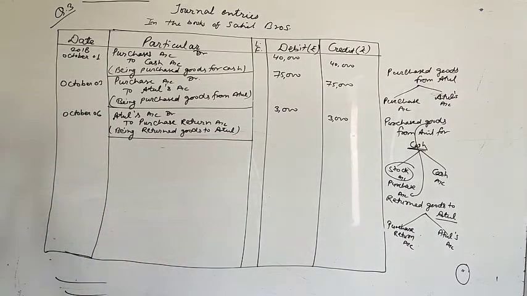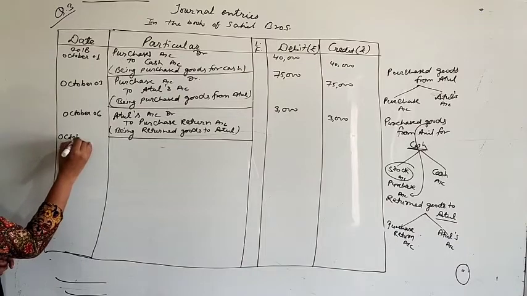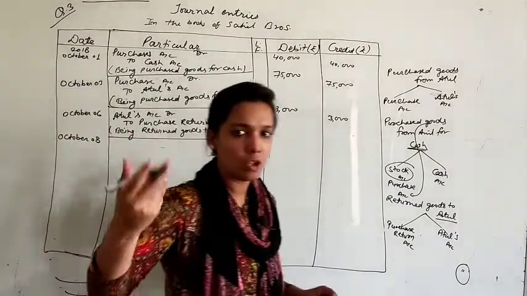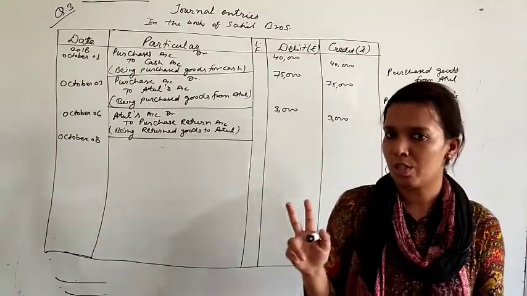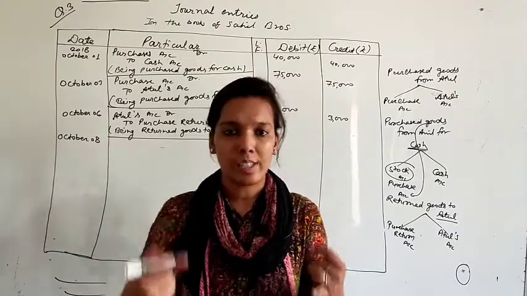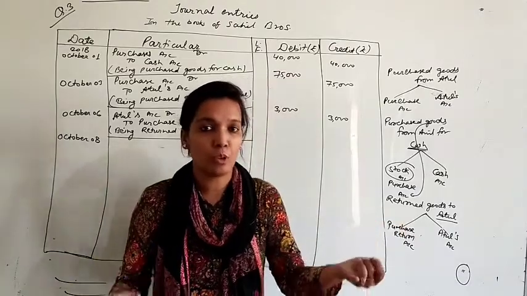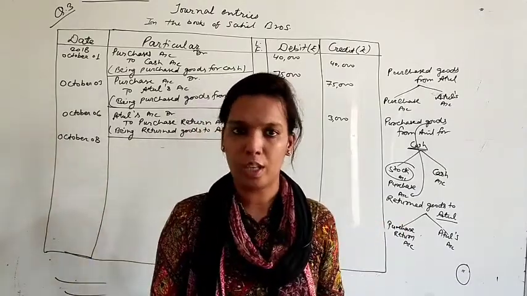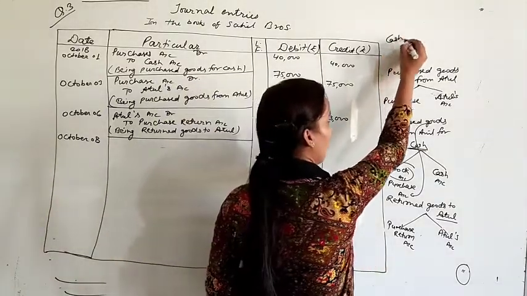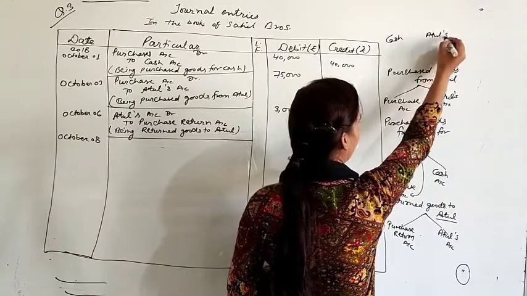Now the next one, paid cash to Atul. This is on 8th October. You are paying cash to Atul. So what are the two accounts affected in this? First is cash account, because you are paying cash, and second is Atul's account, because to whom you are paying cash, that is Atul. So two accounts will be affected, cash account and Atul's account.